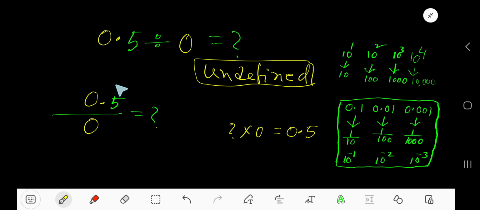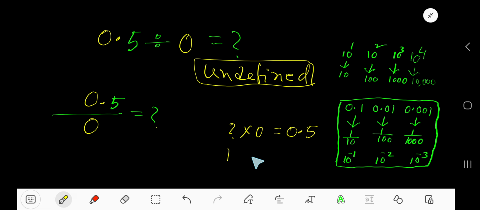We can express division in terms of multiplication. That is, for this divisional statement we have a multiplicational statement. That is, divisor times quotient equals dividend. Now think, what multiplied by 0 gives you 0.5? Let's say 1.